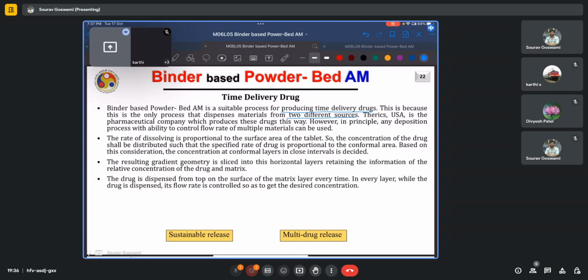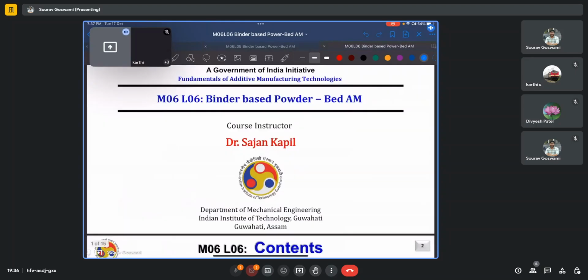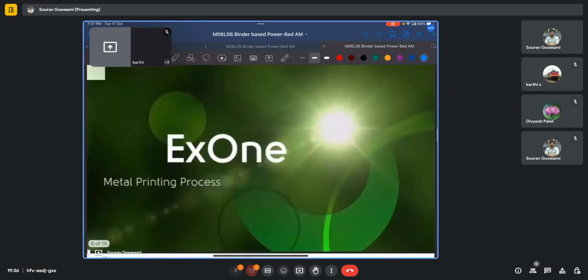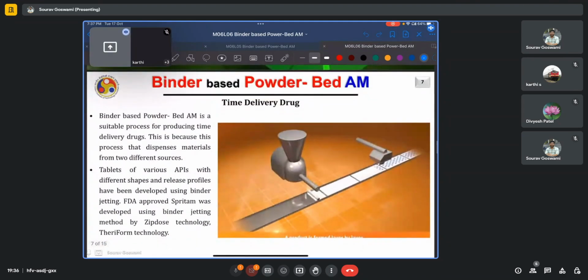We know that for drugs, actually the rate of dissolving or the rate of dissolution is proportional to the surface area of the tablet. So the concentration of the drug shall be distributed such that, I think the plot is available in the next set of slides. Yeah, so let us resume from here.